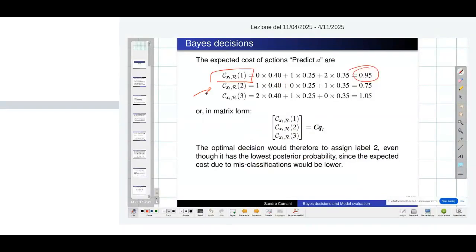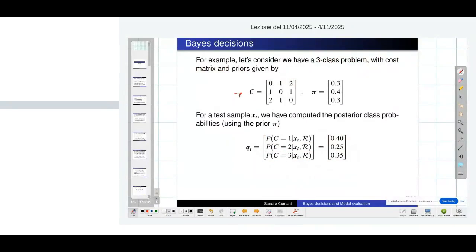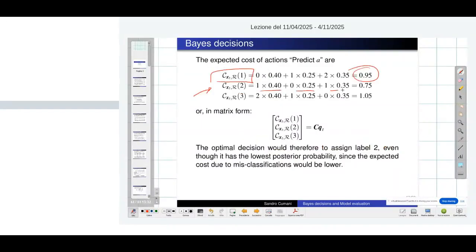I can repeat it for class 2. For class 2, what do I have? If I label the sample as from class 2, I have 25% of being right, because the point is from class 2, and I will pay 0. But then I have 40% of being wrong, and the sample was actually from class 1, and 35% of being wrong, and the sample is actually from class 3. So again, I will pay a cost of 1. Overall, the cost that I pay if I label as 2 is 0.75.